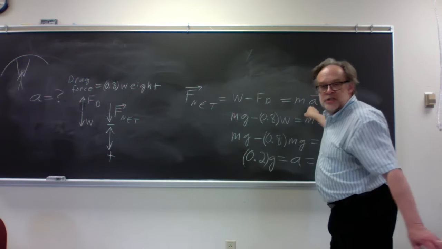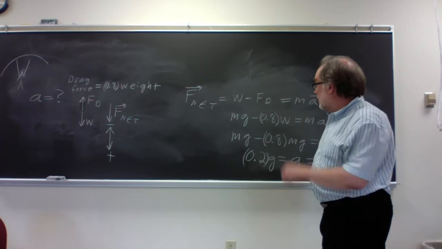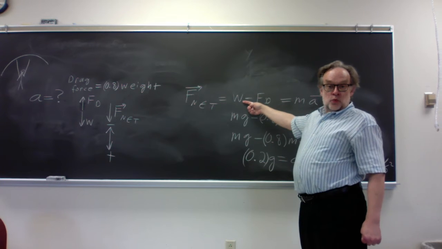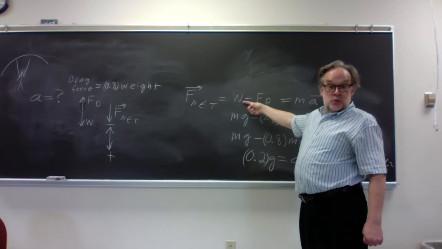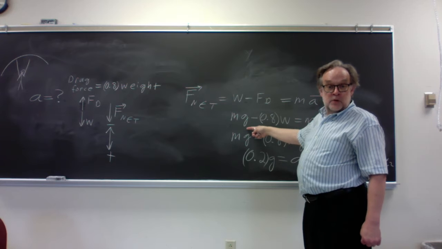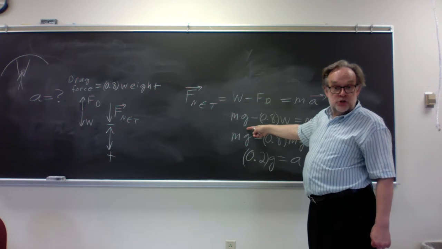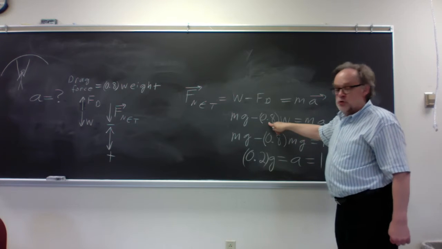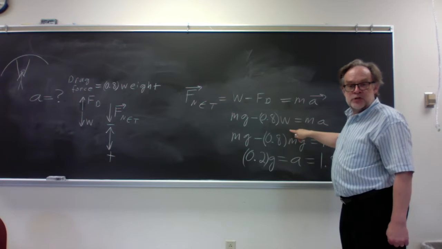And acceleration is the thing we need to find. So the next step is to rewrite weight in terms of other things that we know. Weight is always mass times g. We know what g is. It's the acceleration due to gravity, 9.8 meters per second squared. And we know that the drag force is just equal to 80% of the weight.